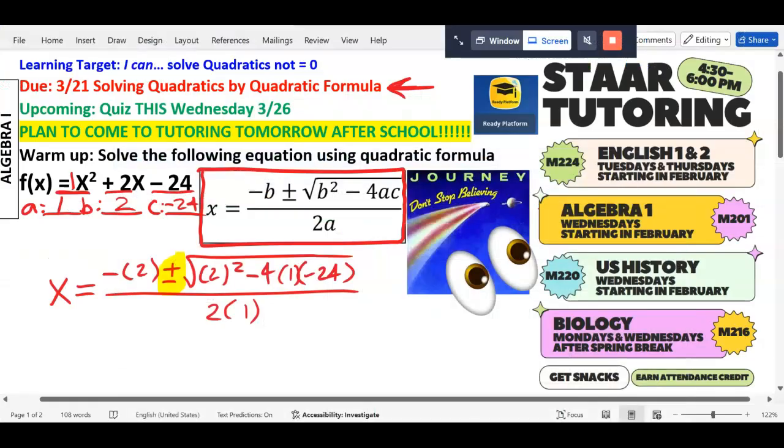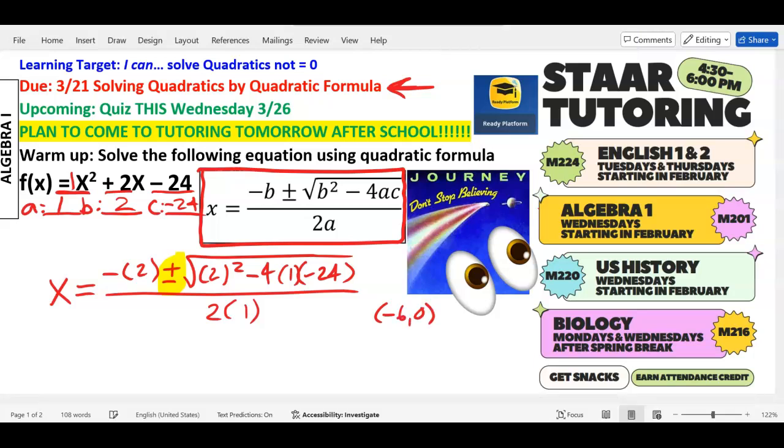So there's a couple ways to write the answer. You could write it as an ordered pair, -6, 0, 4, 0. That's one way. You could say x equals -6, x equals +4. That's another way. And then the other way is called set notation, where you put a bracket, -6 and 4, and a bracket. Those are the three different ways you might see the answers: ordered pairs, x equals, or set notation.